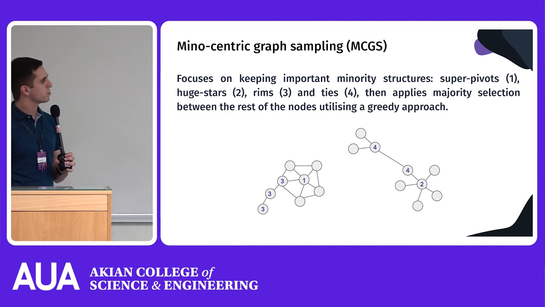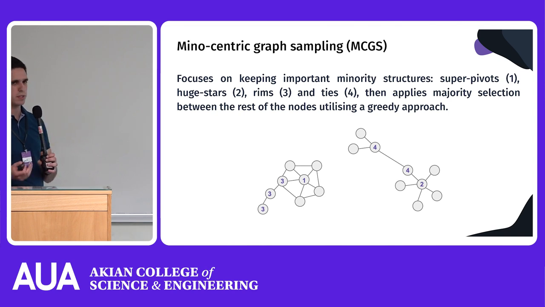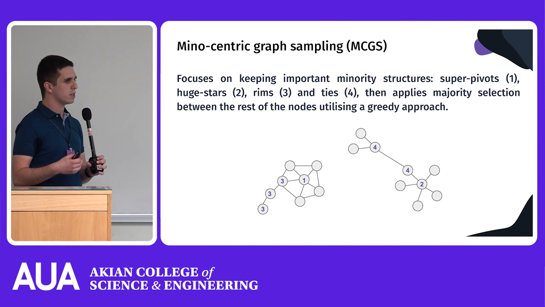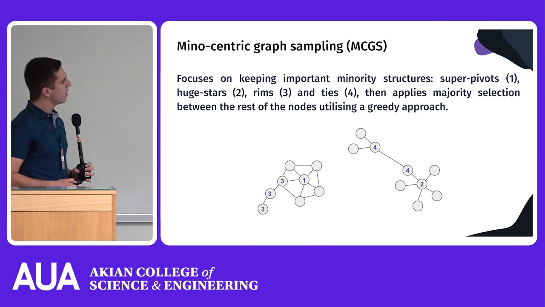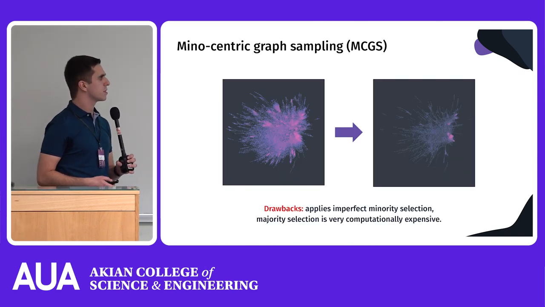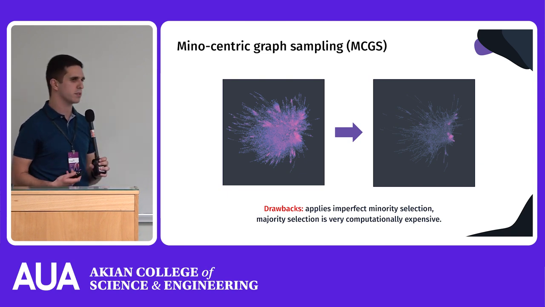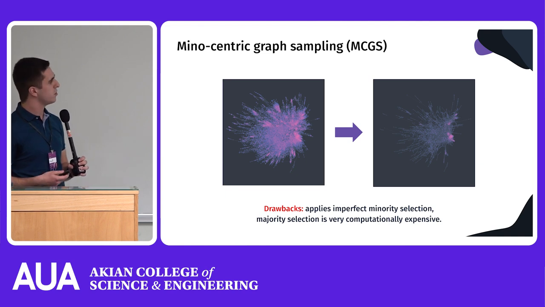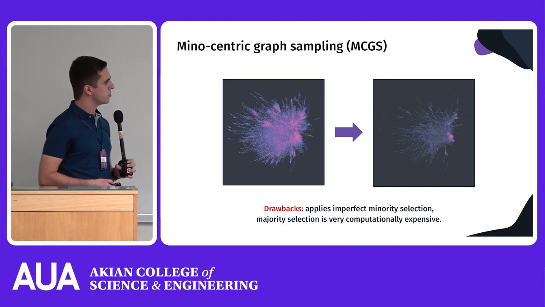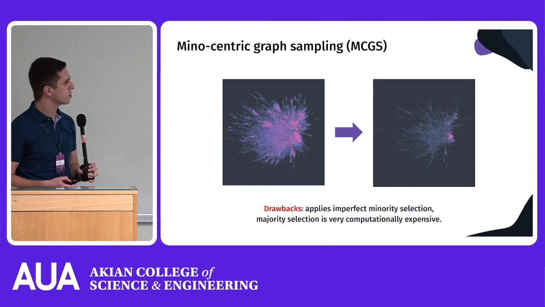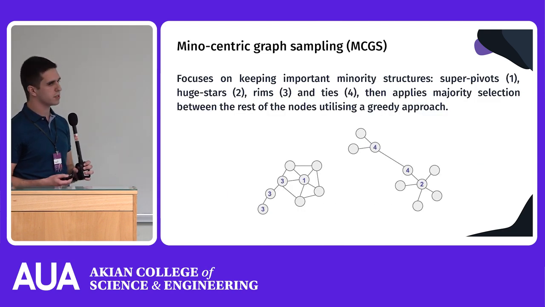We can directly say that this is a very computationally expensive approach, because with a greedy approach, we add all the nodes, then remove them, then simply add the best one, and then this process repeats. In fact, with MCGS, we are able to retrieve a pretty good sample, but the main drawback is the computational expense of this majority selection phase, because too many iterations are done. If we have a very large graph, the process can take really long. And also we have a problem of imperfect minority selection, meaning that here we identify four main minority types, but there might be other important components of the graph that might simply be missed as a result of the algorithm.